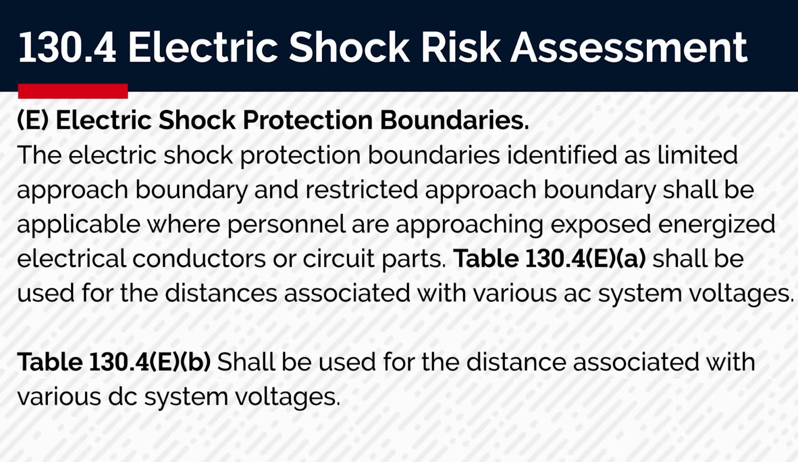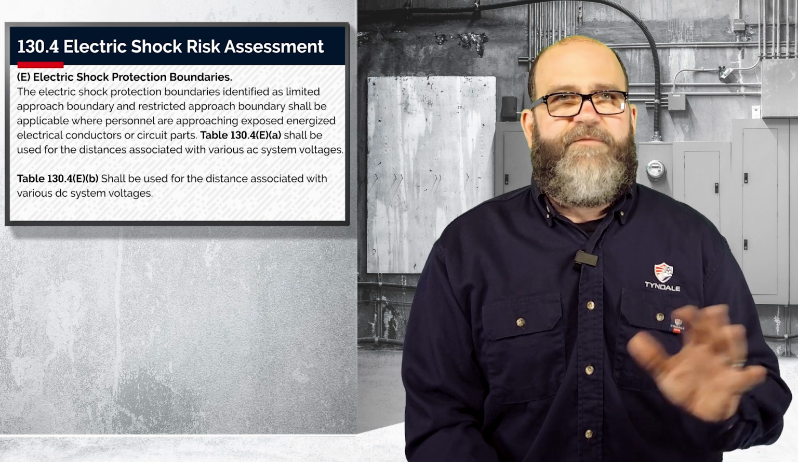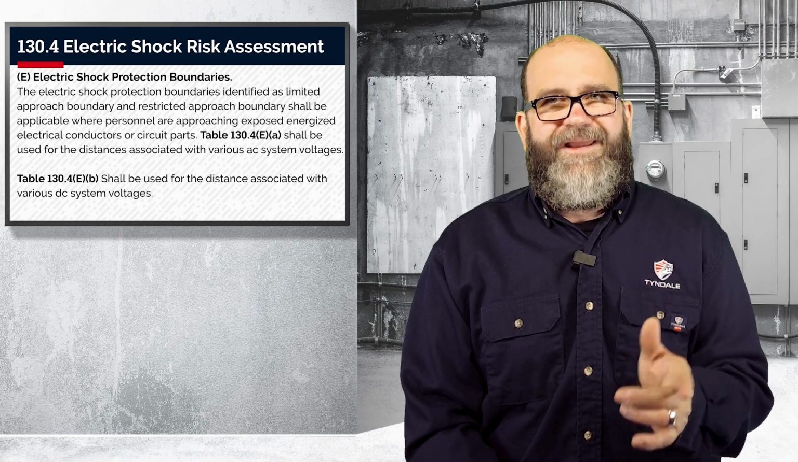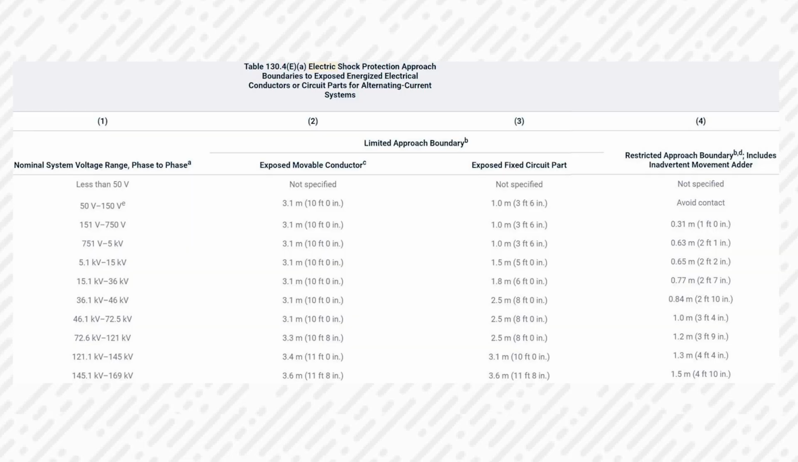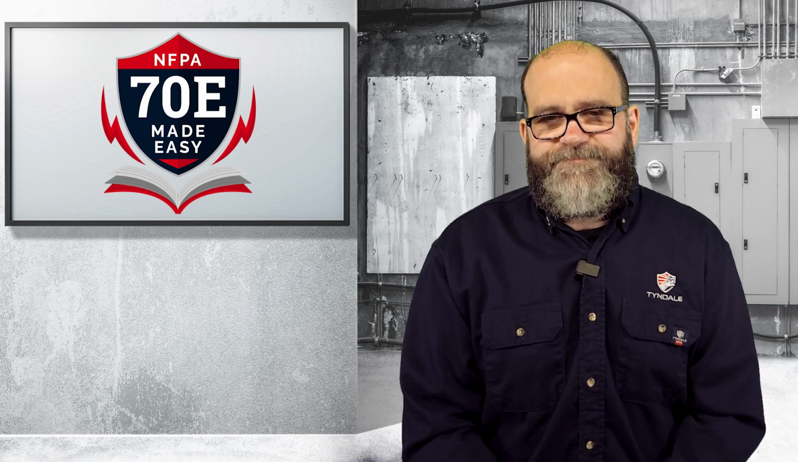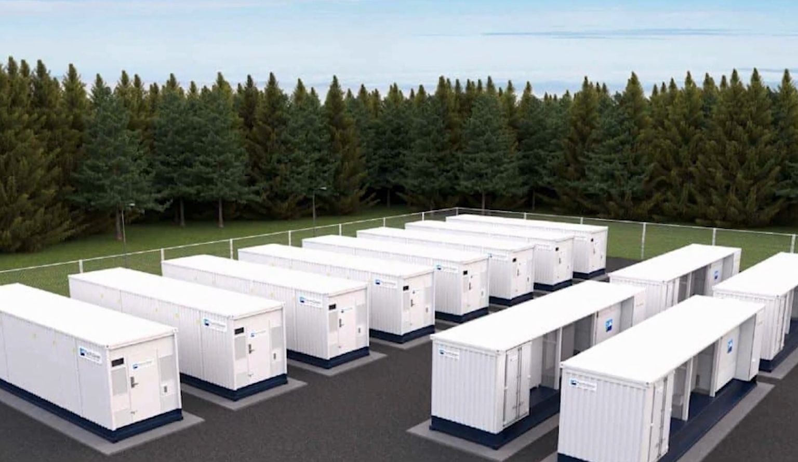Let's review 130.4E. It says the electric shock protection boundaries identified as limited approach boundary and restricted approach boundary shall be applicable where personnel are approaching exposed energized electrical conductors or circuit parts. Then it goes on to tell us about the two tables used to figure out these distances. Again, we covered this in the last video, but for both of these episodes, I used 130.4EA, which is our table for AC voltages. 130.4EB is going to be for your DC voltages and is very important, especially with EV, PV, battery storage, etc., being so busy these days.